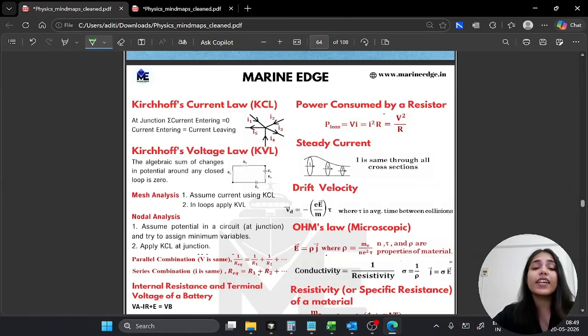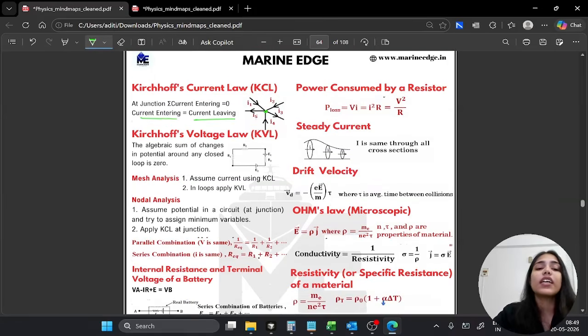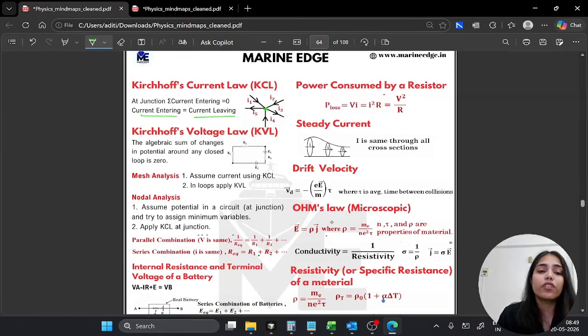In current electricity, we have two Kirchhoff's laws, KVL and KCL. What does KCL say? The current law says that at any junction, the amount of incoming current and the amount of outgoing current is always equal. So, current entering is equal to current leaving. Next, KVL states that the algebraic sum of the changes in potential around a closed loop is always equal to 0.